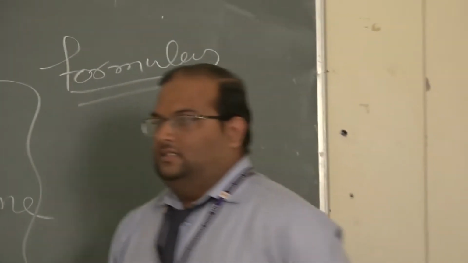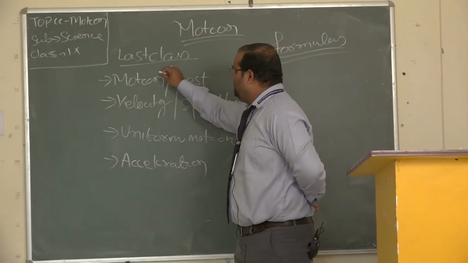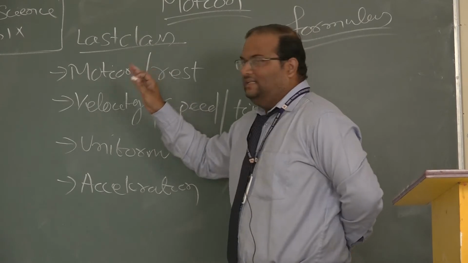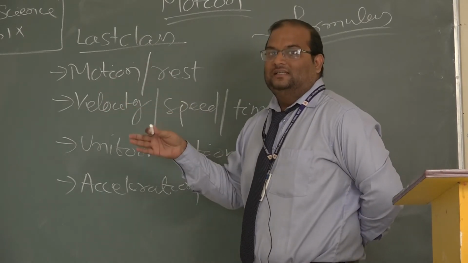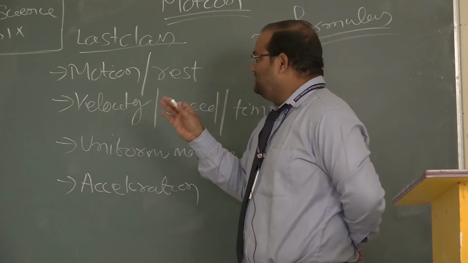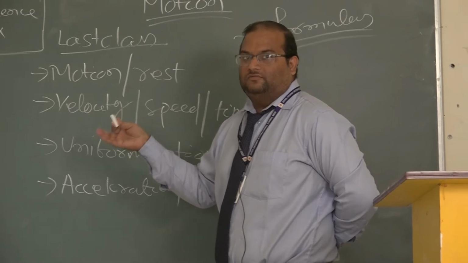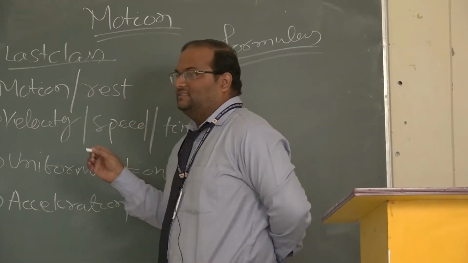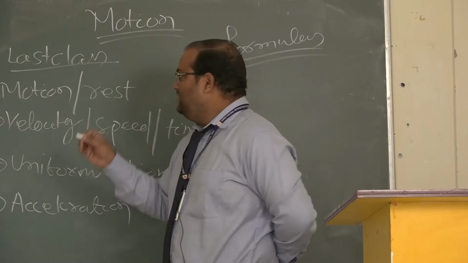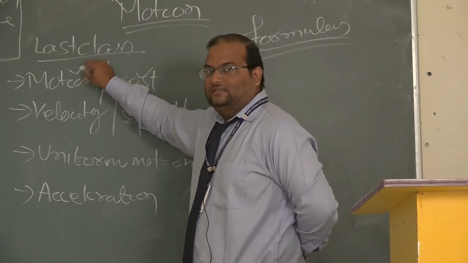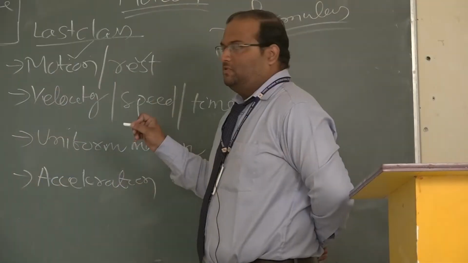Last class it was taught of motion and rest. The difference between motion and rest: motion is anything which is moving and rest is the vice versa. That means rest is not changing of the position of an object. If an object does not change its position with respect to time, then it is called rest. When an object changes its position with respect to time, then it is in motion. Now it was all taught in last class, so I will be moving a bit fast to recapitulate the things, and we will be proceeding for the next class.